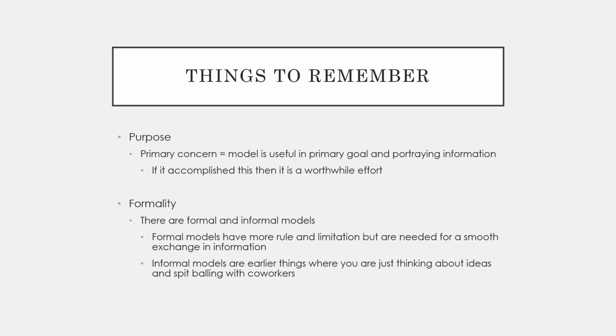We have a concept of formality. So we have formal and informal models. Formal models have some kind of rules and limitations in place, but they are important for a smooth exchange of information. So we're going to be using a specific type of model called a UML in this class. UML has some rules in place that say, this is kind of how a UML looks. These are the way that the relationships between our entities look, that kind of thing, which can be kind of limiting in a way. But it is important because if we know what those rules mean, it's very smooth to take that model and turn it into some kind of software.